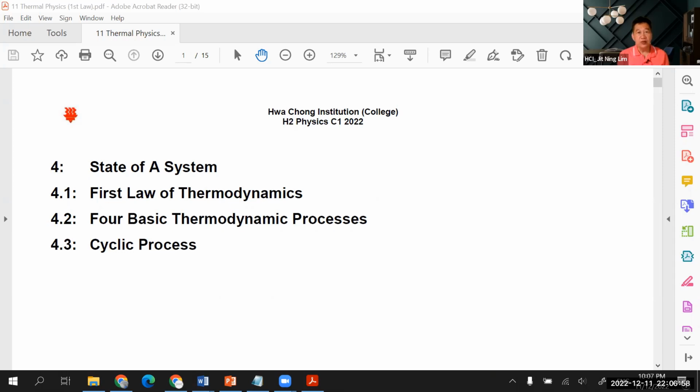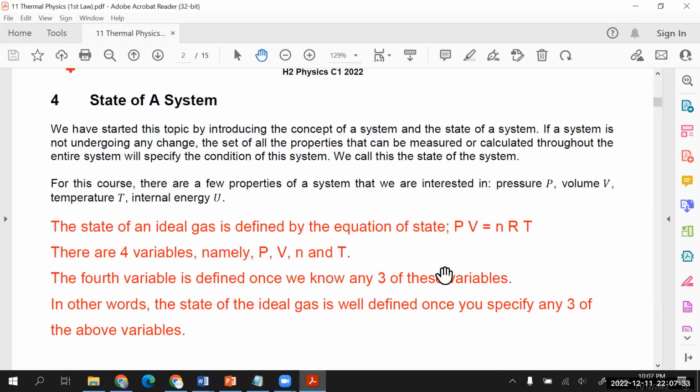In this video, I will elaborate on section 4, which covers the first law of thermodynamics, 4 basic thermodynamic processes, and cyclic processes. The state of an ideal gas is defined by the equation of state, PV equal to nRT or PV equal to NkT. There are 4 variables, namely P, V, N, and T. The 4th variable is defined once we know any 3 of these variables.